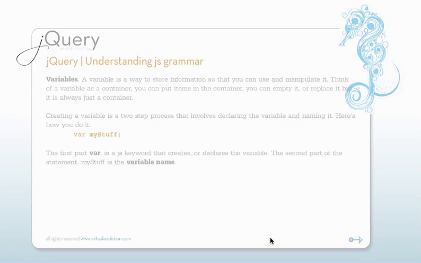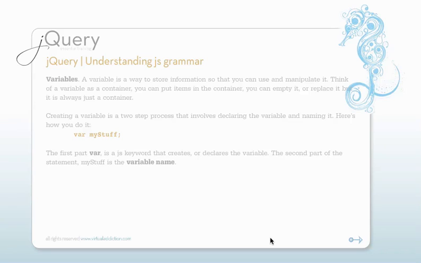A variable is a way to store information so that you can use it later and manipulate it later on. You can think of a variable as a container. You can put all sorts of items in the container. You can empty it, you can replace it, but at the end of the day, it's always just going to be a container. The variable holds information that can vary, hence variable.